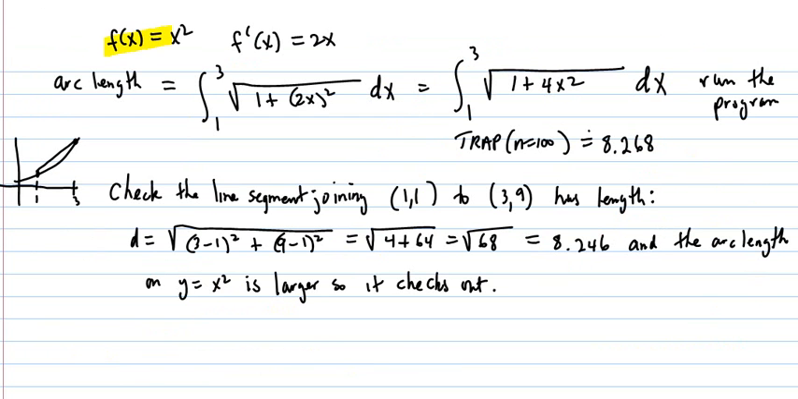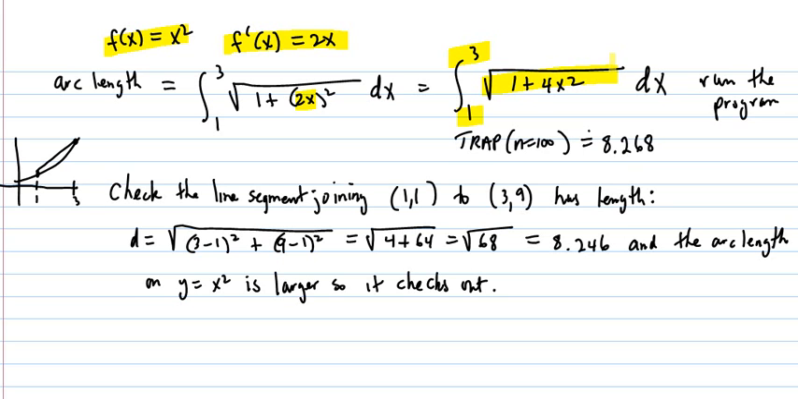our function we're dealing with is x squared. F prime of x is 2x. So we put that into the formula there, right here. And we get this integral here. 1 to 3 of square root of 1 plus 4x squared.